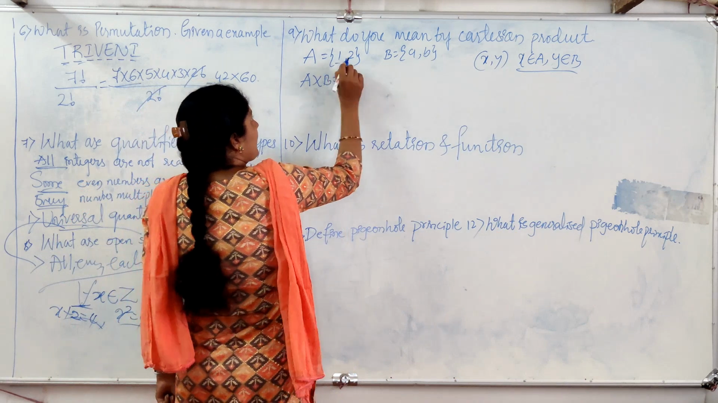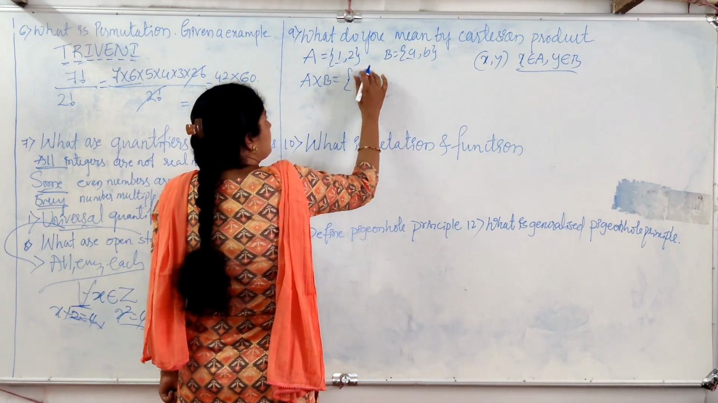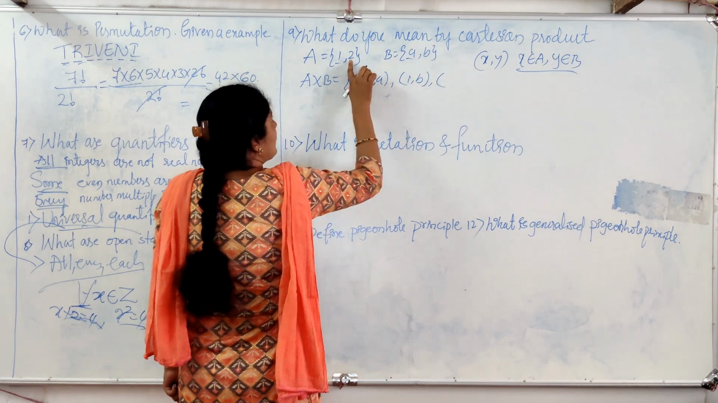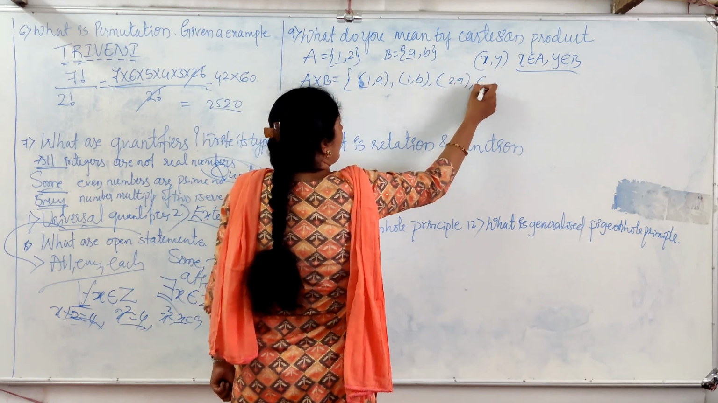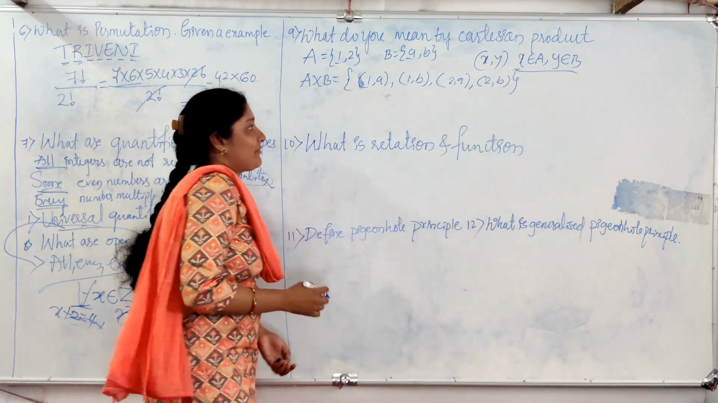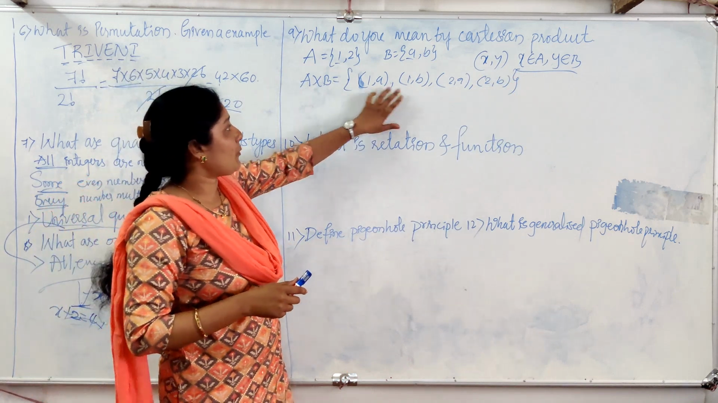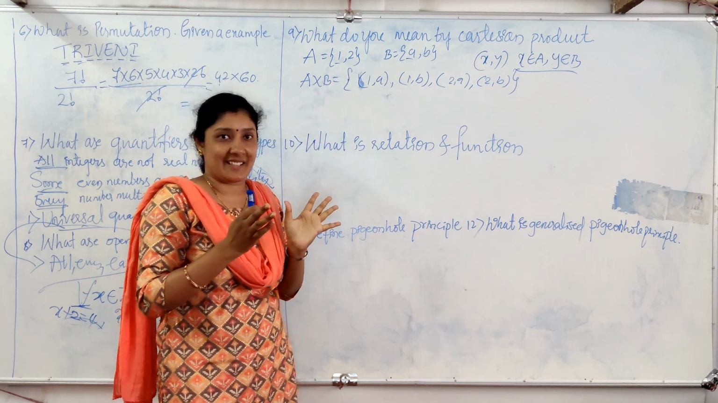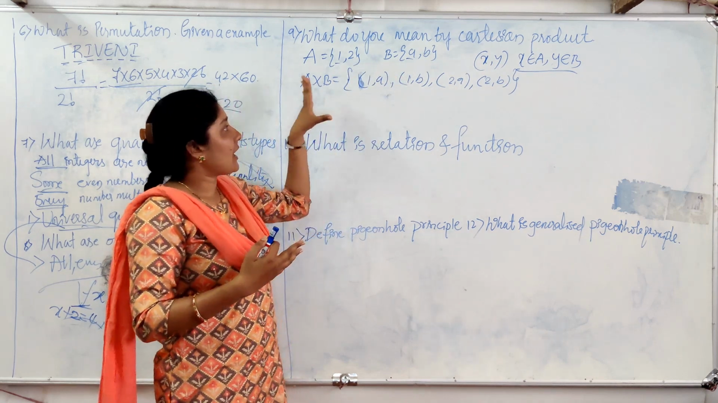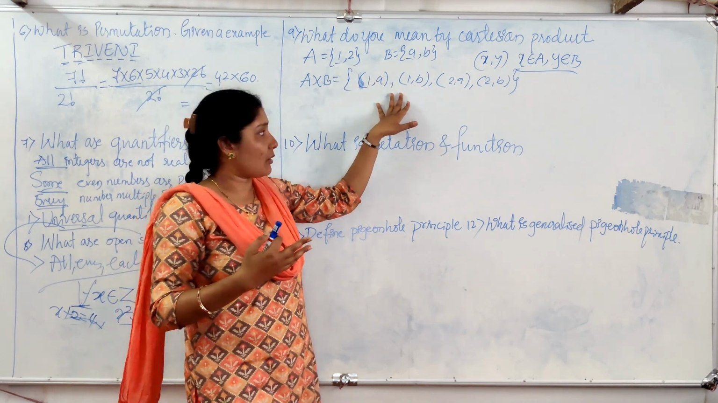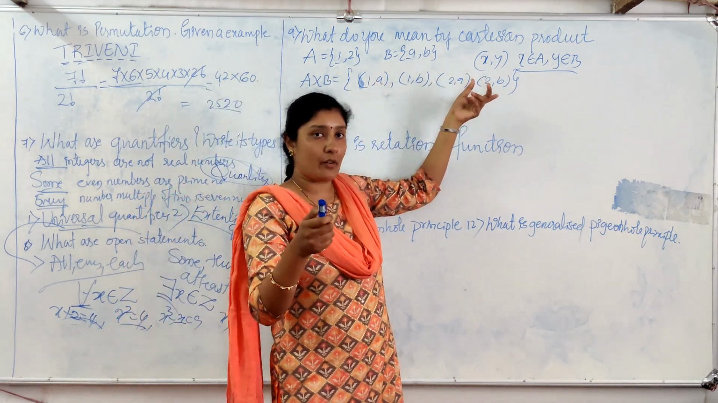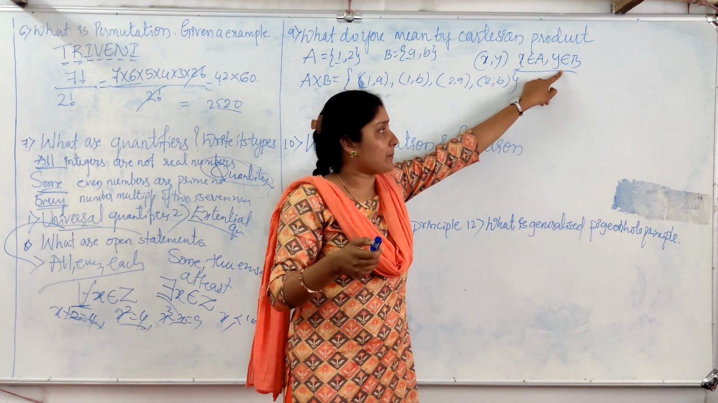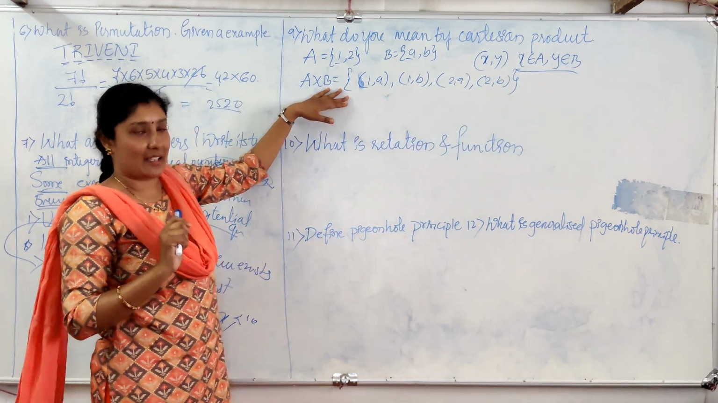How to write that? See, (1, a), then (1, b). Next, (2, a) and (2, b). So this is called the Cartesian product, meaning ordered pairs of the elements of both sets. How to define the Cartesian product? The Cartesian product is a set of ordered pairs (x, y) where x belongs to A and y belongs to B. So this is an example for that.